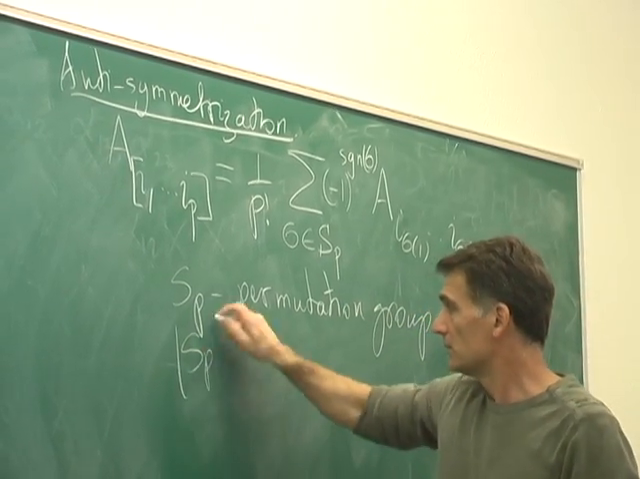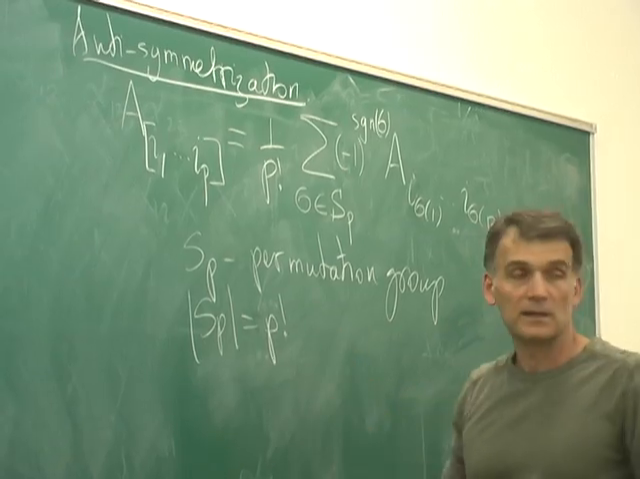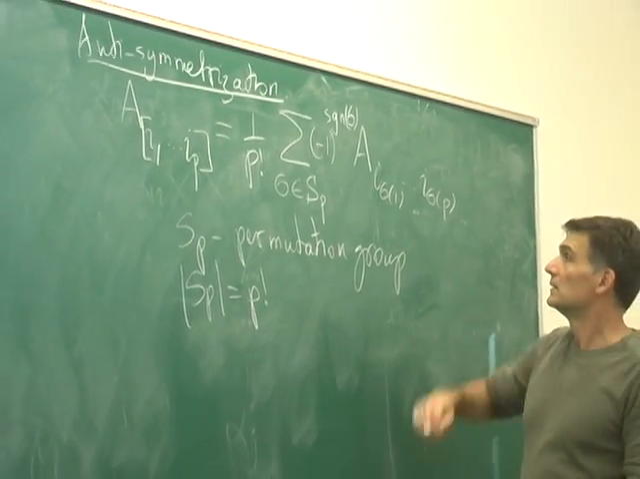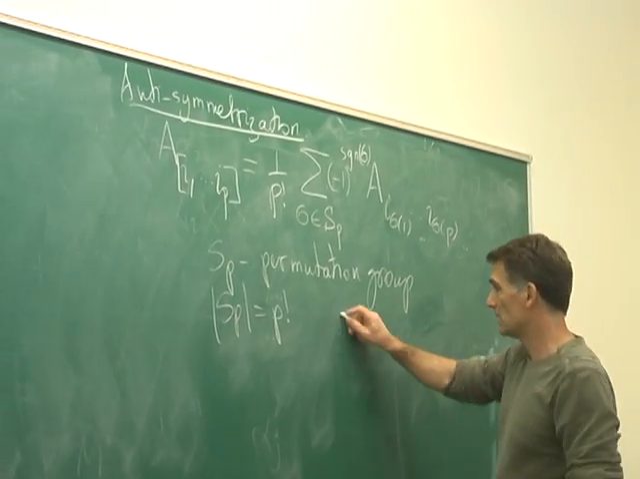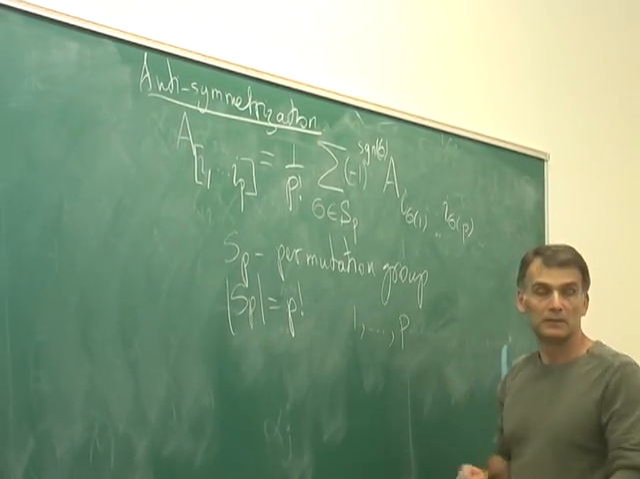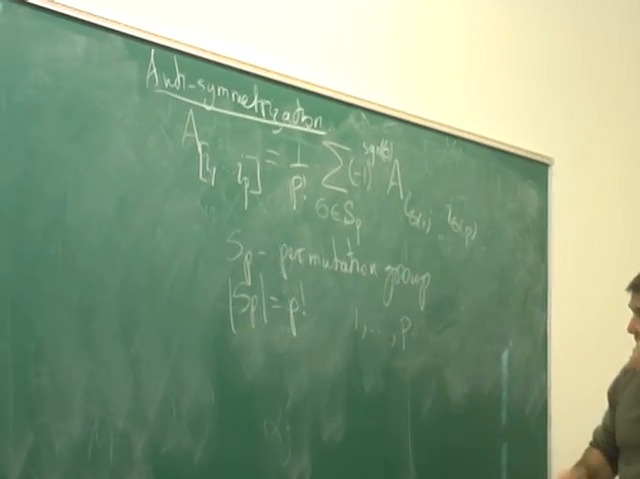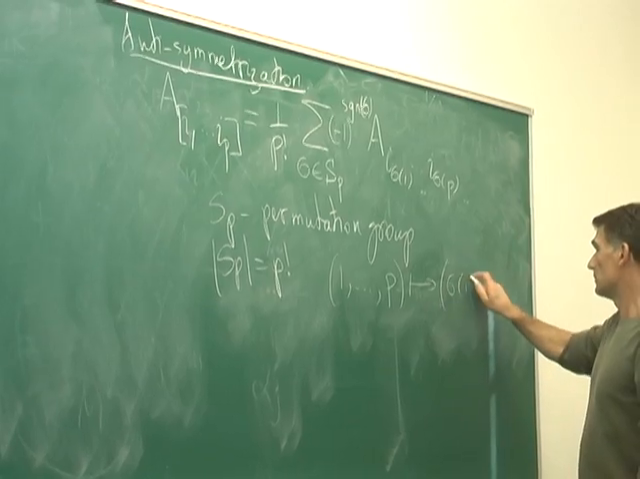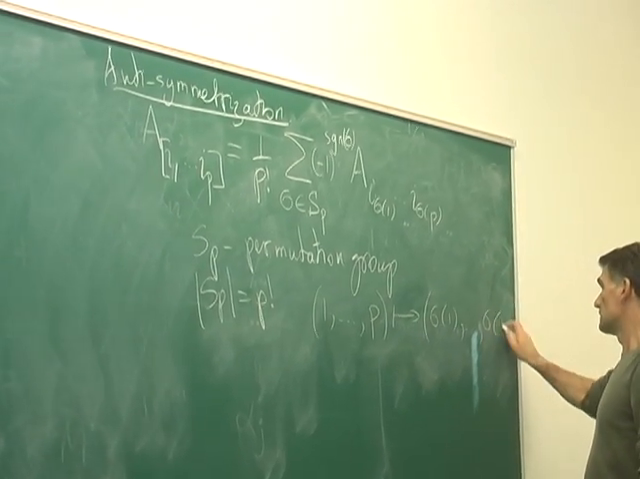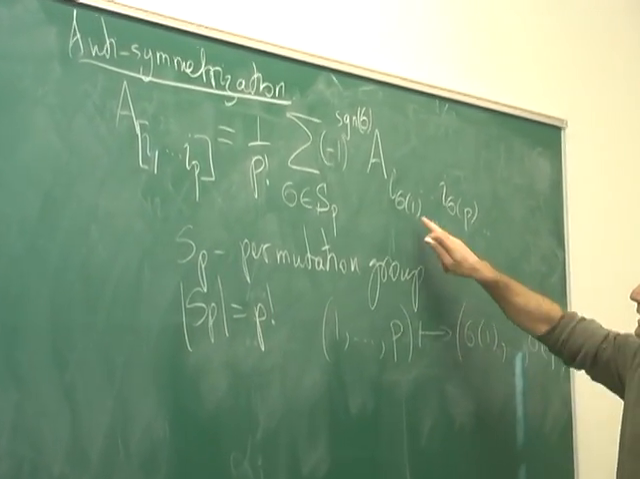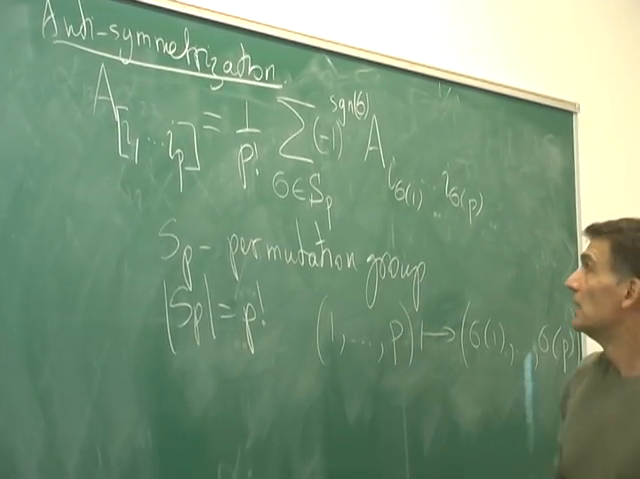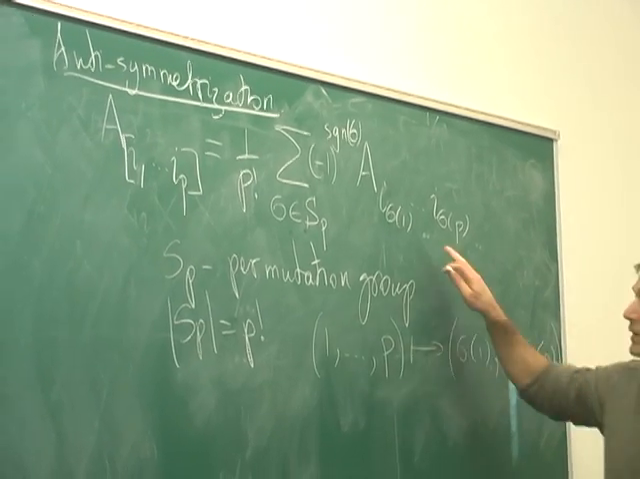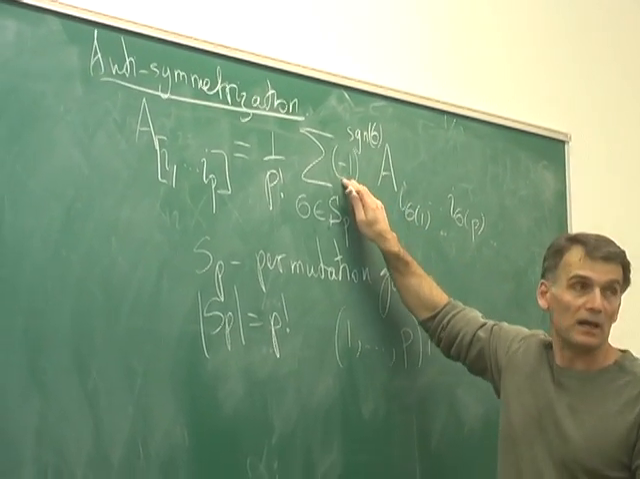The order of that group is exactly P factorial, which is that many permutations of P terms. So basically you take P numbers, and you permute them, and so those go to sigma 1 through sigma P. So you permute them, and that's what this is. And you sum over all possible permutations. And then you take that with the sign.